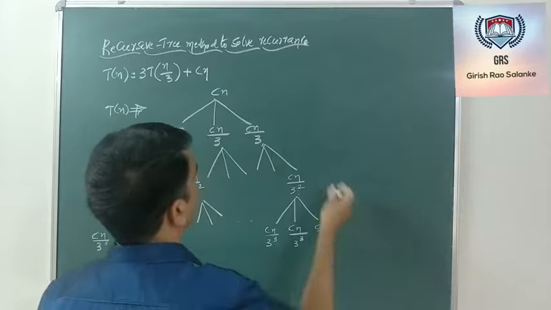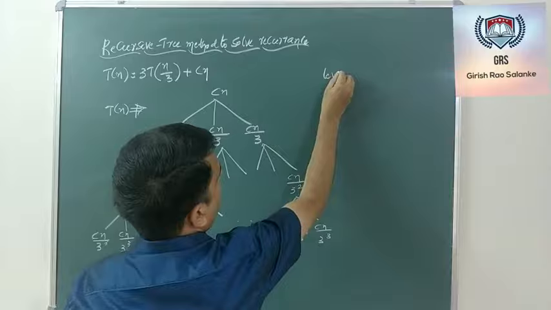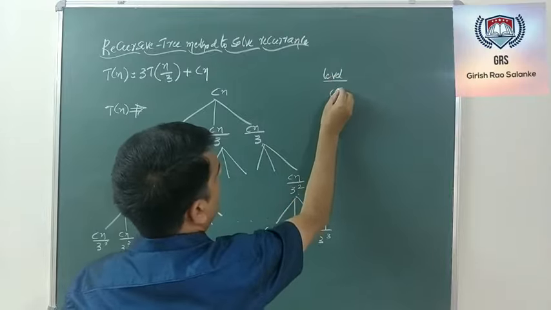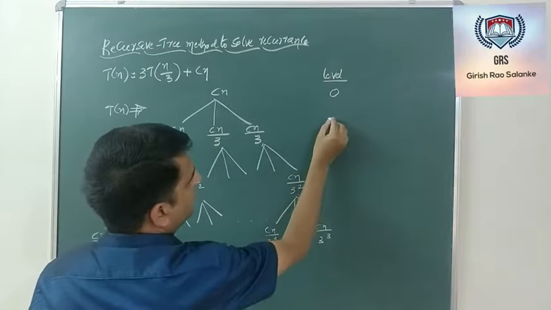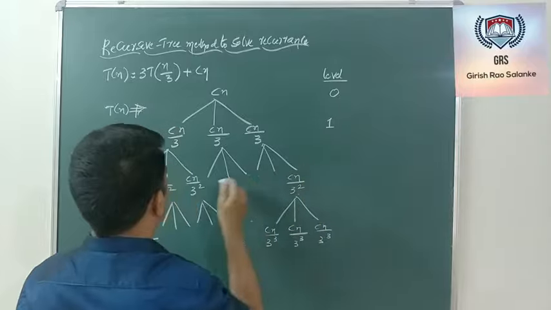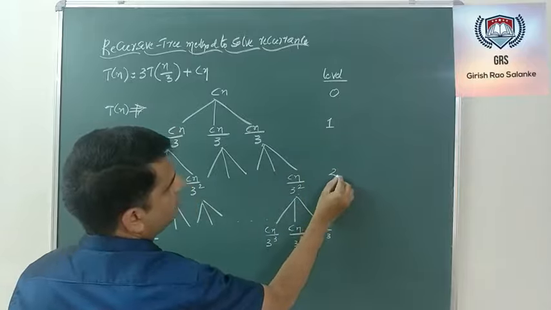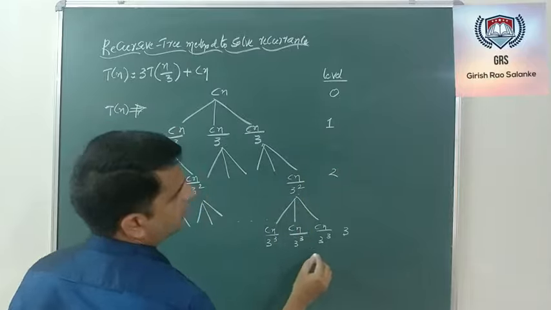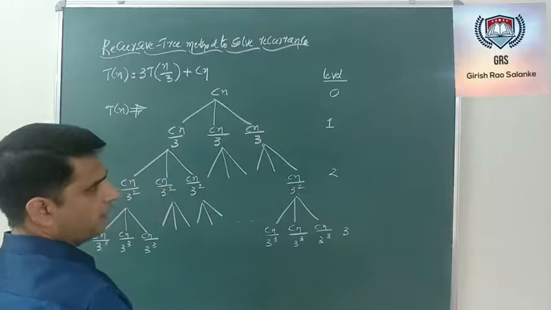What was this level? This was at level 0. This was at level 1. This was at level 2. This was at level 3. And so on and so on.